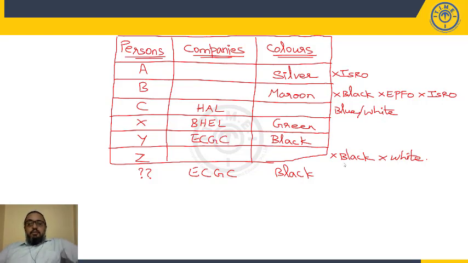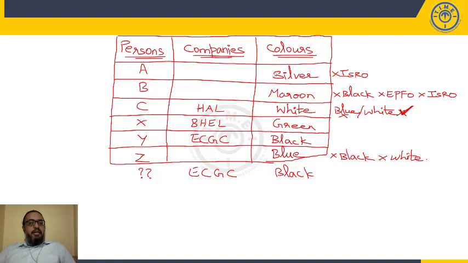Now look at the colors. Z does not like black and does not like white. So white cannot be given for Z, so definitely white has to be given for C. If white is given for C, then I cannot give blue for C. So blue has to be given for Z. Correct? Now about the companies.